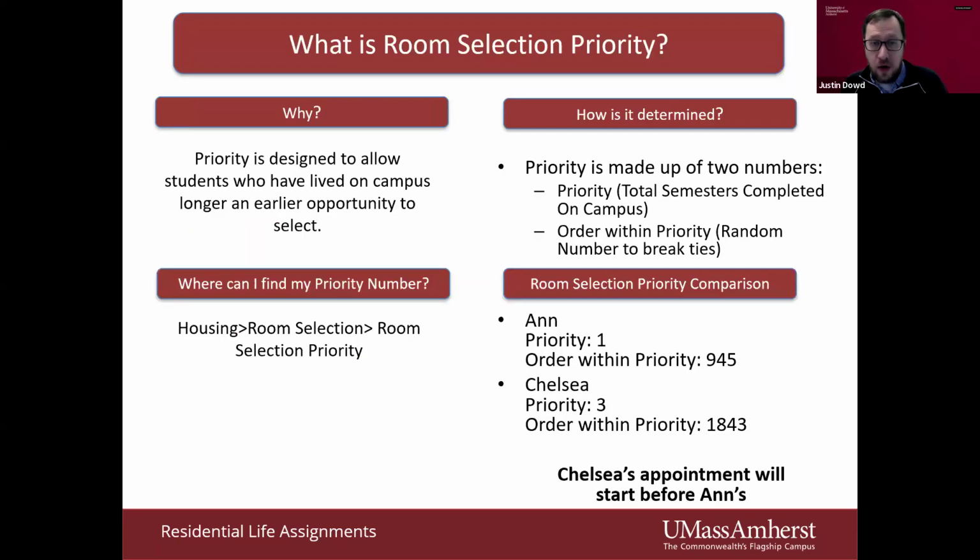So room selection priority, that's going to be something that's made up of two numbers. It's how many semesters that you've lived on campus, and then something we call order within priority, which is essentially a tiebreaker for how many semesters that you've lived on campus. So showing this as an example, someone with a priority of 3, even though that order within priority for the other student is closer to 1, we always look at who has lived on campus longer to select earlier, and then we use, again, that order within priority as a tiebreaker. So if Anne in this example also had 3 semesters completed, then Anne would select before Chelsea.